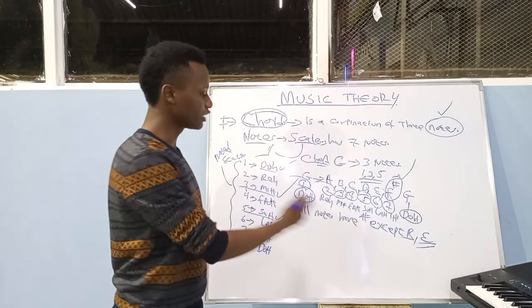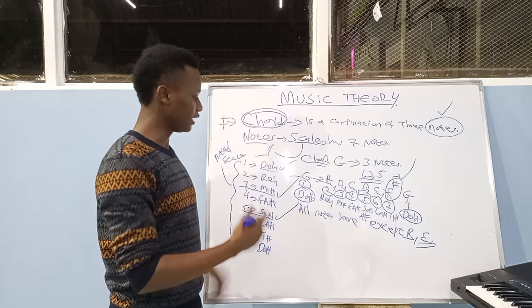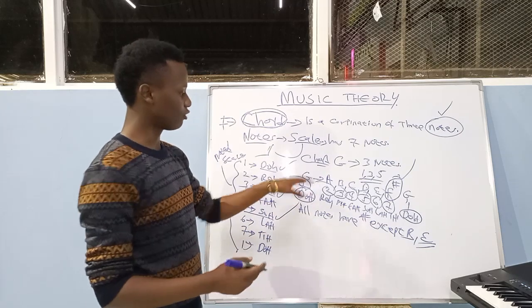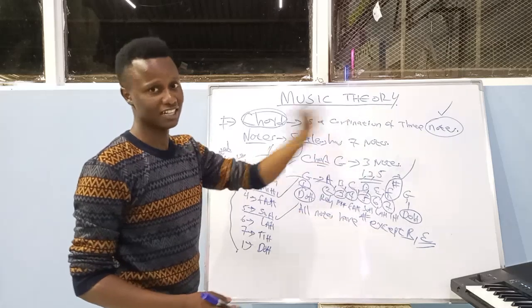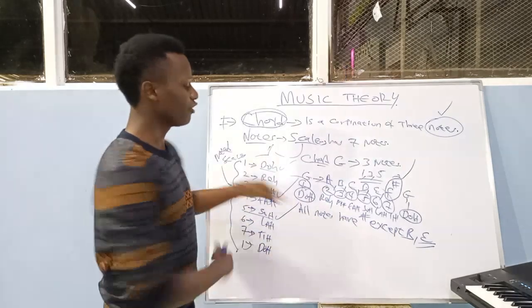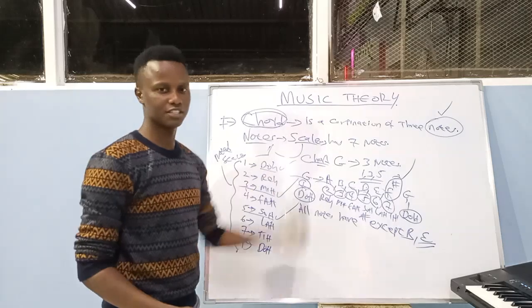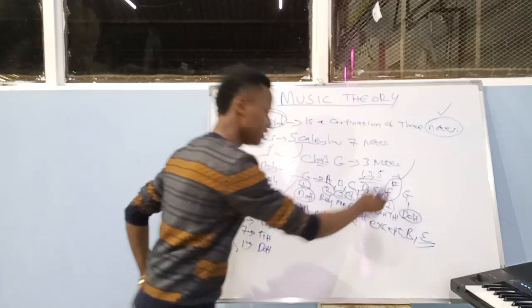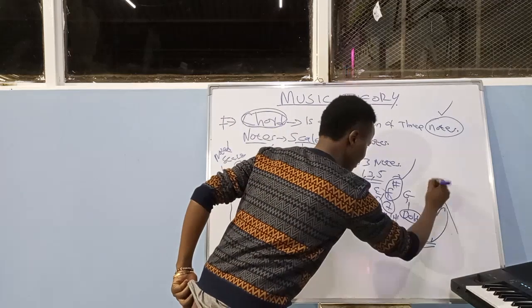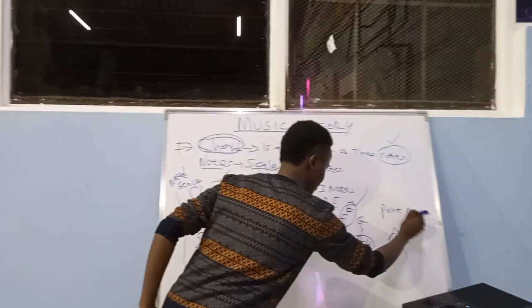So all notes have a sharp, except B and E. Even next time when we are talking about chords, all chords have sharps, except B and E. But now we are concentrating on the notes. So all the notes have sharps except E and B. These are points to note. Even you should write here: point to note.